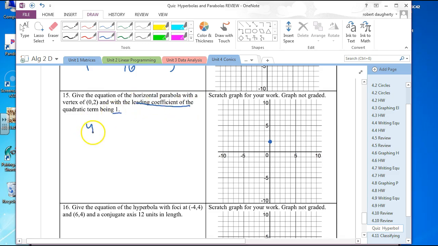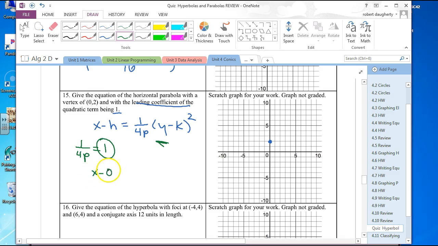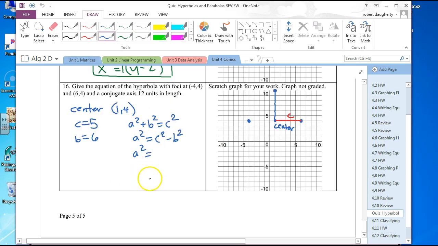If it's horizontal, it has to be of the form x minus h equal 1 over 4p times (y minus k) squared. What's the quadratic term here? The quadratic term is going to be y squared. The coefficient of y squared is going to be equal to 1. So 1 over 4p is just going to equal 1. So h is 0, so x minus 0 is equal to 1 times y squared.